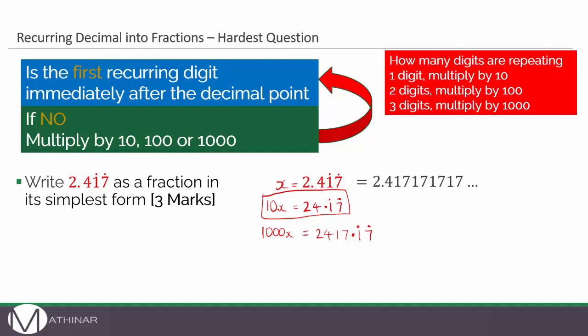So 1000x take away 10x is 990x. And 2417.17 take away 24.17 is the same as 2417 take away 24, which will be 2393. And our final answer will therefore be x is equal to 2393 over 990. Now this number does not simplify, so this is your final answer, 2393 over 990, and this will get you 3 marks.